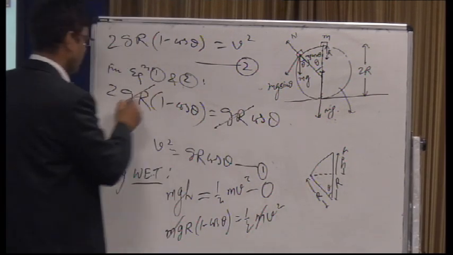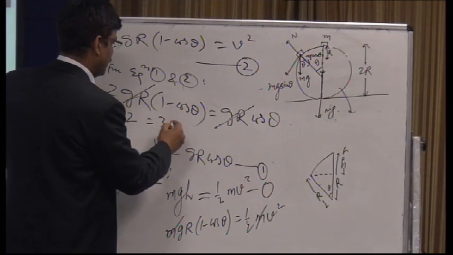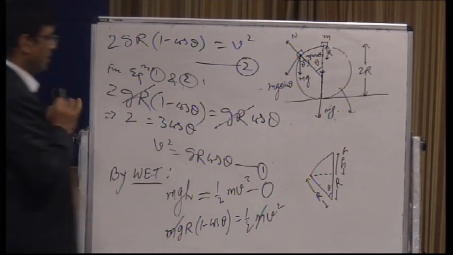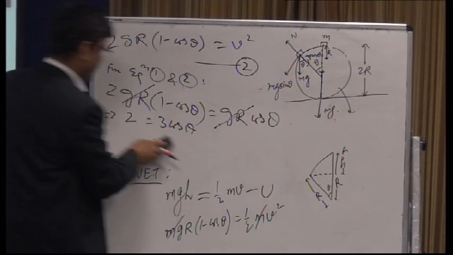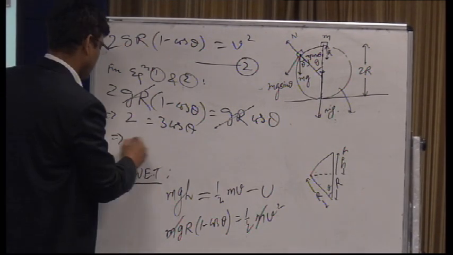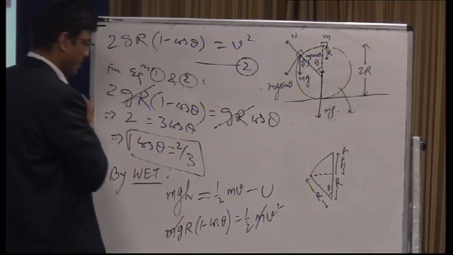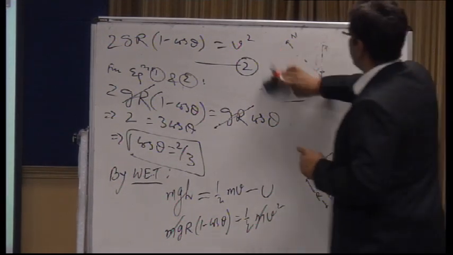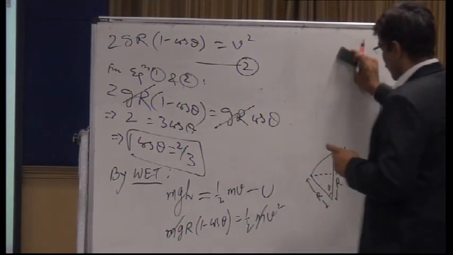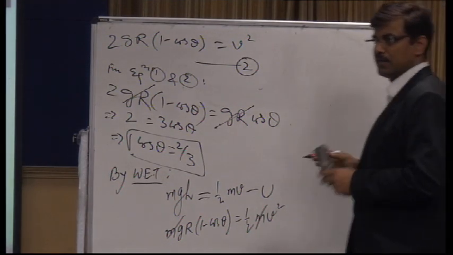GR cancel. 2 is equal to 3 cos theta. I guess I'm right. 2 is equal to 3 cos theta. And therefore, what is cos theta? This could be another question, children, in your exam. आज नहीं पूछा मैंने तो क्या हुआ? But this could be another question. Find the value of theta at which the body leaves the sphere. ठीक है, cos inverse 2/3.